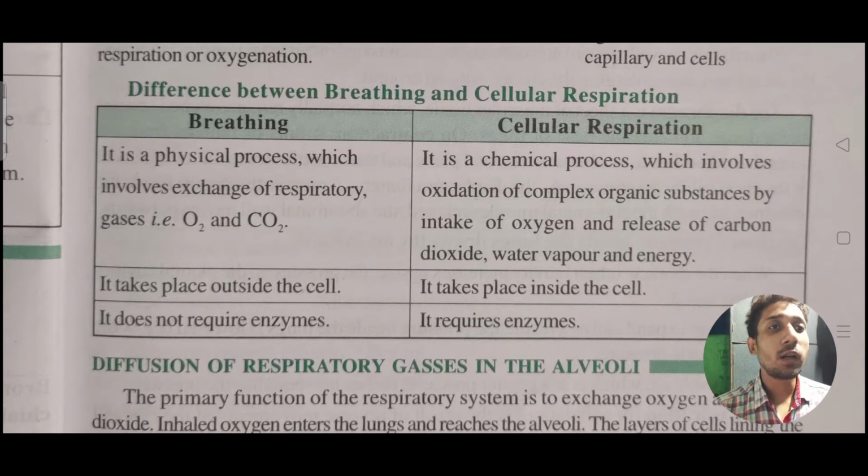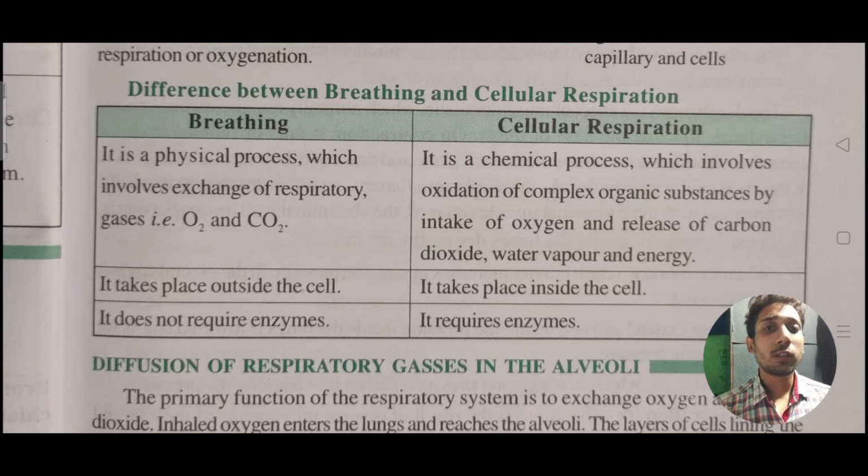But cellular respiration is not a physical process. It is a chemical process which involves oxidation of complex organic substances by the intake of oxygen and release of carbon dioxide, water vapor and energy. Okay, so there are a lot of differences in cellular respiration. That is, in cellular respiration we take in oxygen, and we release carbon dioxide, water vapor and some energy.